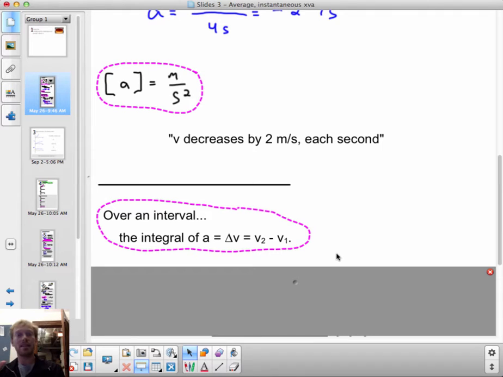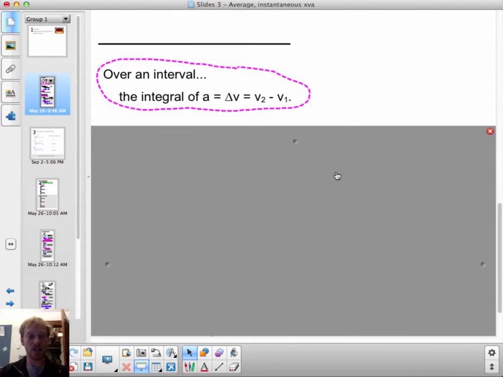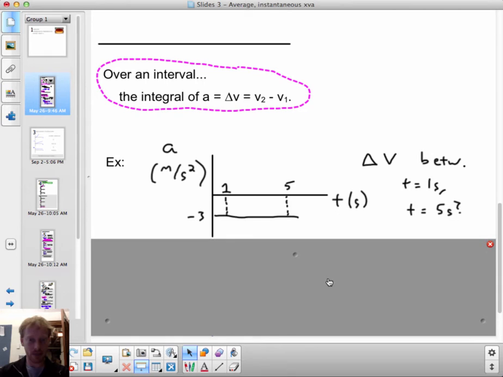It's not that the integral of acceleration gives you the value of a velocity at a particular time moment, but it tells you the amount that the velocity has changed. For example, if this acceleration as a function of time graph describes the motion of an object, can you tell me how much the velocity of this object has changed between 1 second and 5 seconds? You might pause the video and see if you can answer that.